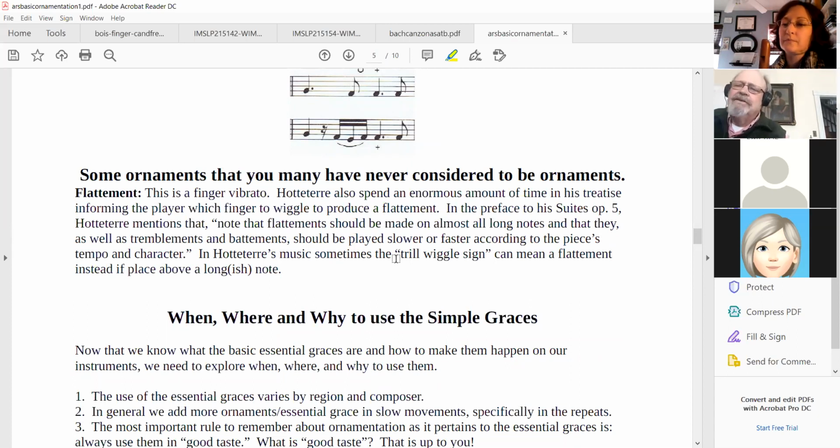Yes, Bill? I don't understand the difference between the two. Between the flattement and the trill? Yes. The trill, you will actually move your finger and cover the hole to make a new note, and you will go up.